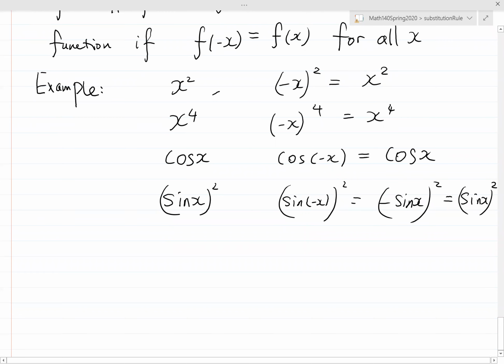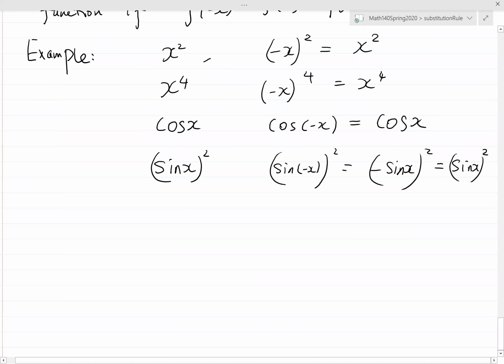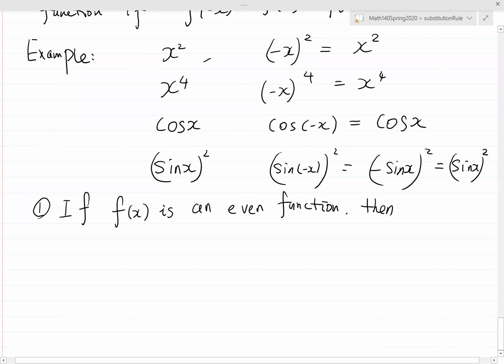The fact is, for even functions we have the following. If f(x) is an even function, then the integral from negative a to a of f(x) dx equals twice the integral from 0 to a of f(x) dx.